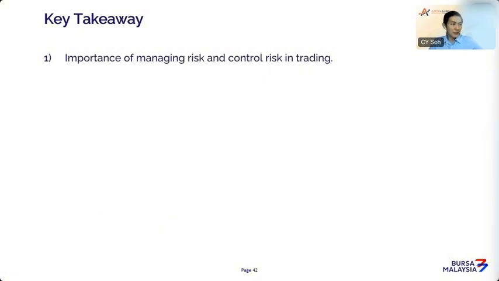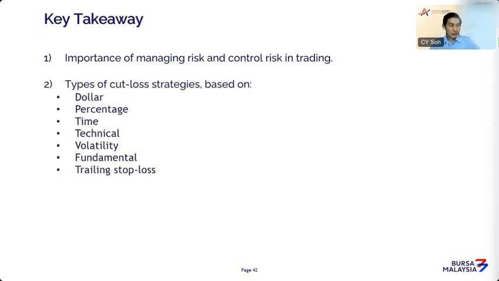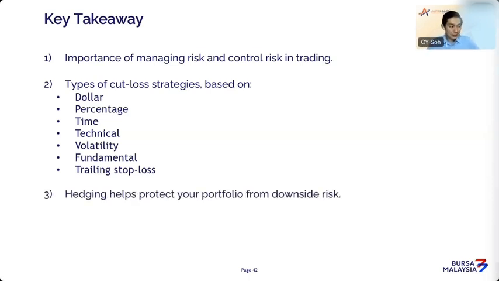Simply speaking, today I have shared with you a few key things: it is very important for you to manage risk and control risk in your trading. I have shared some cut loss strategies, how you can do that based on dollar, percentage, time, technical, volatility, fundamental or trailing stop loss. Of course, there are several approaches to managing risk, which also include your money management and your trading strategies. And lastly, hedging. When you have more trading excess money, you can apply hedging to protect your stock portfolio, because hedging can definitely help protect your portfolio from downside risk, especially when everyone is panicked and selling your stock is very difficult. Hedging can help you protect your stock portfolio from that.